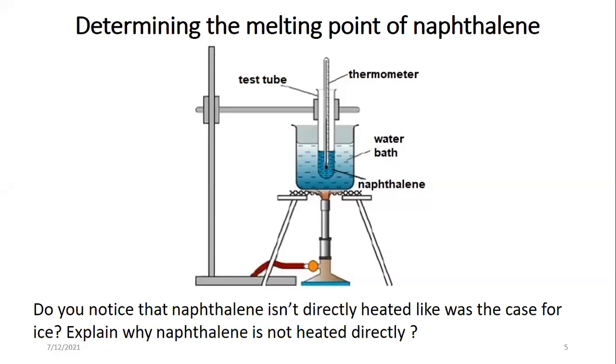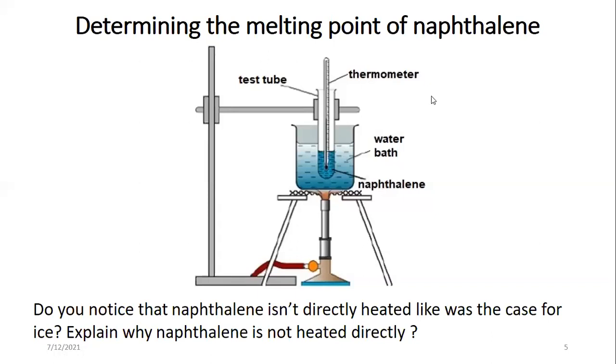So you notice that we are not heating this substance directly. We have the thermometer placed into the naphthalene, and the boiling tube is placed in the beaker. You realize that at this point, we have the temperature of naphthalene at a constant point at a given time. Notice that this temperature will become constant, and at that point, that becomes the melting point of naphthalene.